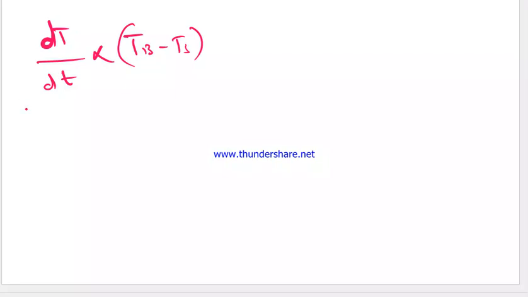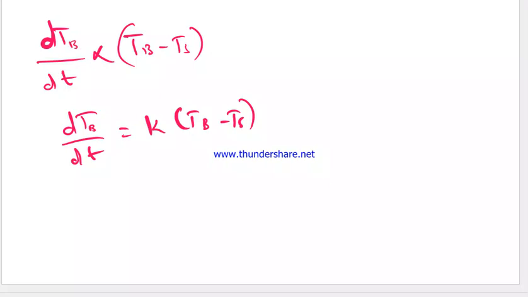So to solve this, we start with the physical law. The dTB/dt is proportional to TB minus TS. So we can rearrange this by proportionality. The dTB/dt is equal to K(TB minus TS). What is K? K is our proportionality constant. So sorry, this is TB, right? Change in TB with time.